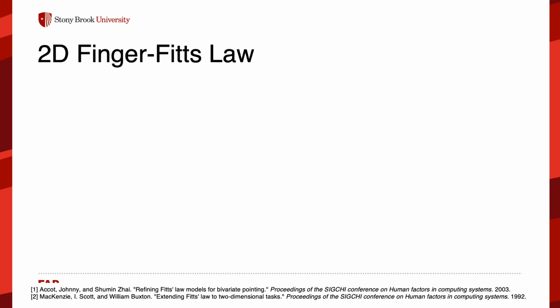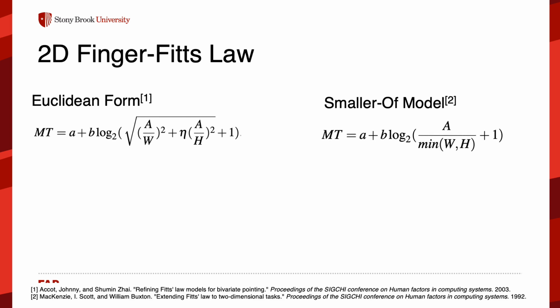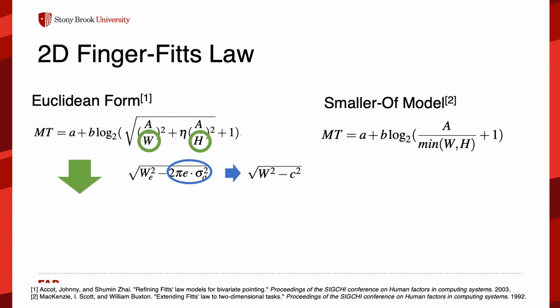In this paper, we derived the 2D finger Fitts law by introducing the idea of accounting for finger ambiguity into the two most widely used 2D Fitts' laws, the Euclidean form and the smaller-of model. The basic idea of our refinement is that we subtract the component that represents the ambiguity of finger touch from the target width. For these two models, we also subtracted the ambiguity from the target width and height. This leads to three possible model candidates of 2D finger Fitts law.